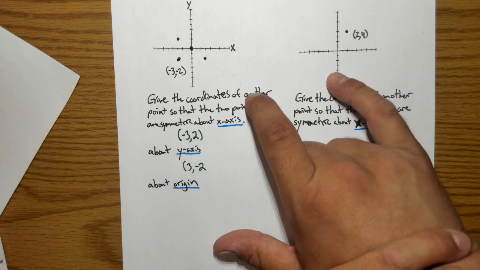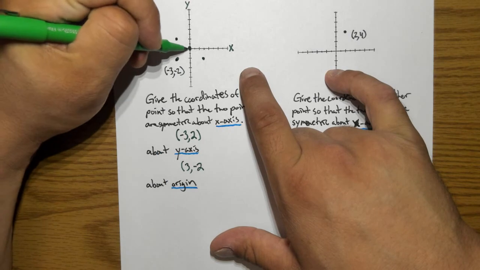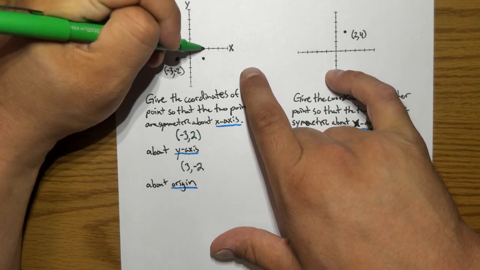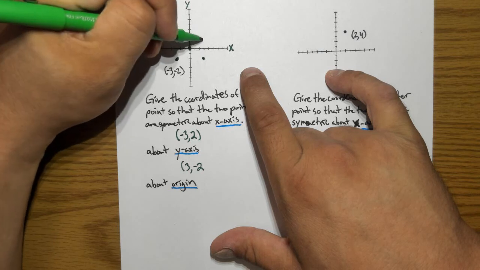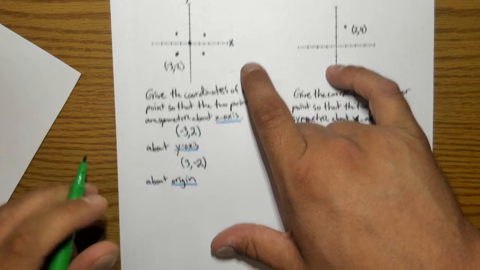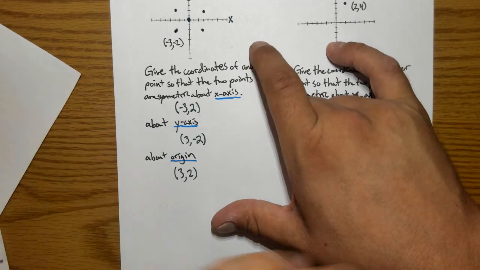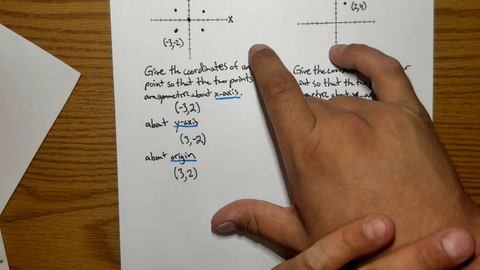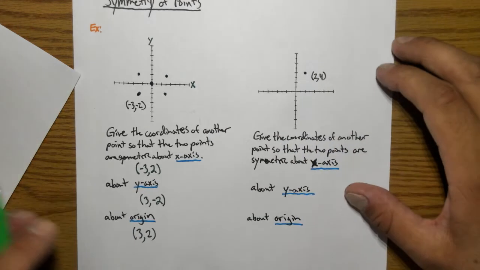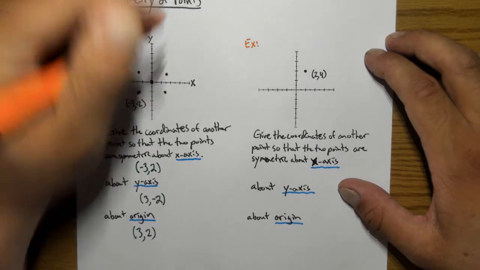And then what about the origin? Well, the origin is in the center. So if it's 3 to the left, 2 down, it's instead going to be 3 to the right, 2 up. So it's just going to be the exact opposite. Oh, forgot that. So this is going to be 3, 2. Let's go into this one, and then we can make a general statement about this.